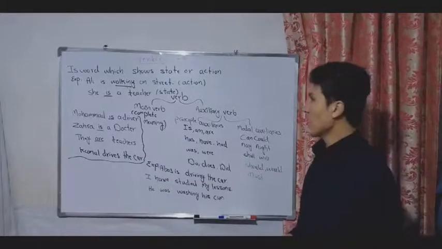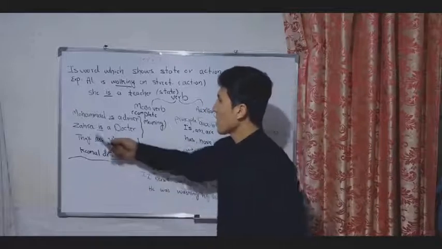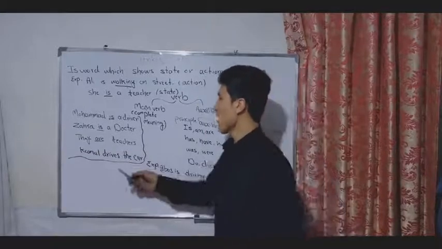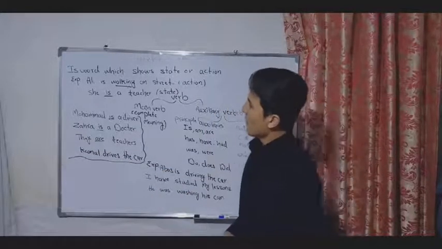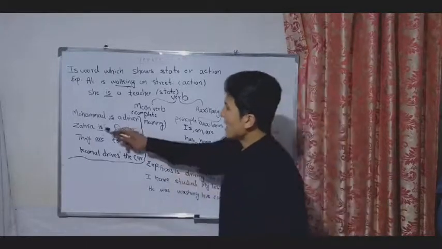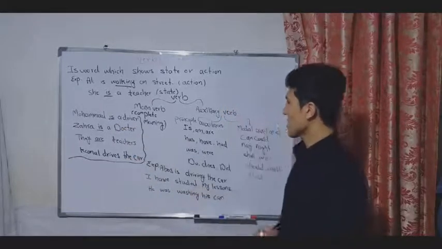Look at these examples. Muhammad is a driver. Zahra is a doctor. They are teachers. Kamal drives the car. In all these sentences, the verb is in main form. Is, are, and drives are the main verbs of the sentences.